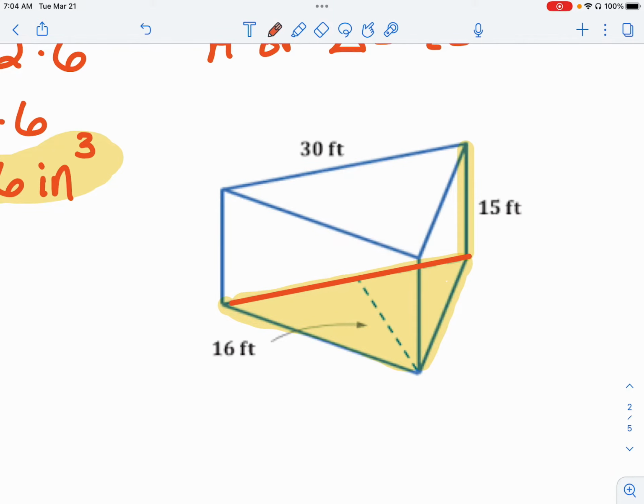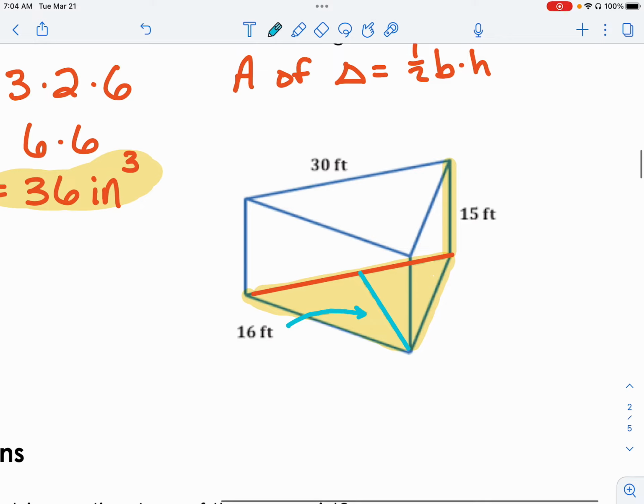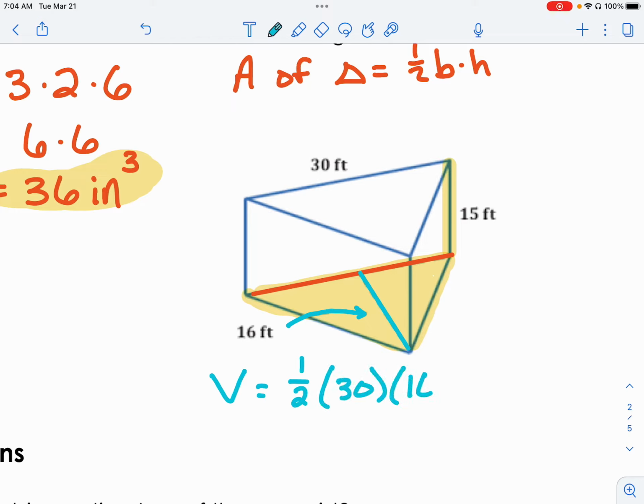And then this is a little tricky to see, but there's actually an arrow here that is pointing, saying that my height is 16. So I can go ahead and solve this triangle. The area of that triangle is 1/2, my base was 30, my height is 16. And then we multiply it by the height of our prism, which is 15. So when I multiply all of that together, I get 3,600. And then our units are feet cubed.